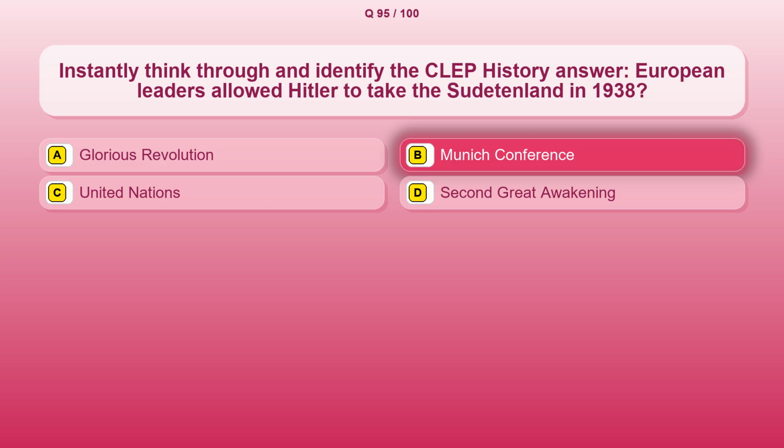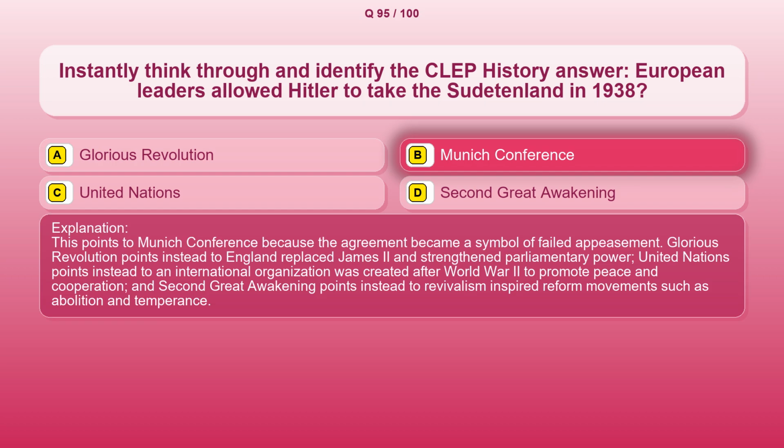The correct answer is option B, Munich Conference. This points to Munich Conference because the agreement became a symbol of failed appeasement. Glorious Revolution points instead to England replacing James II and strengthening parliamentary power. United Nations points instead to an international organization created after World War II to promote peace and cooperation, and Second Great Awakening points instead to revivalism-inspired reform movements, such as abolition and temperance.